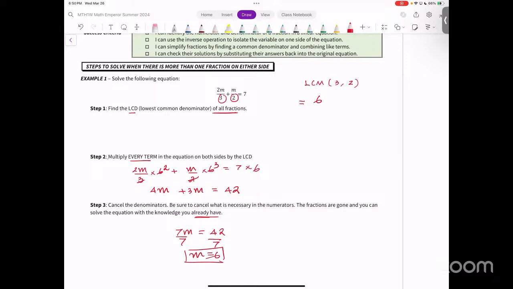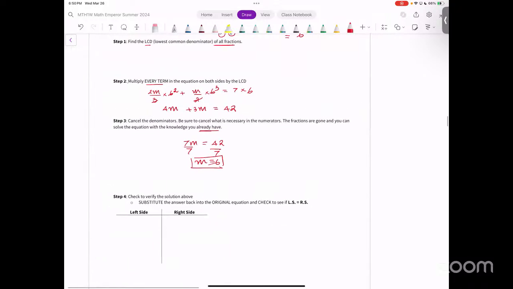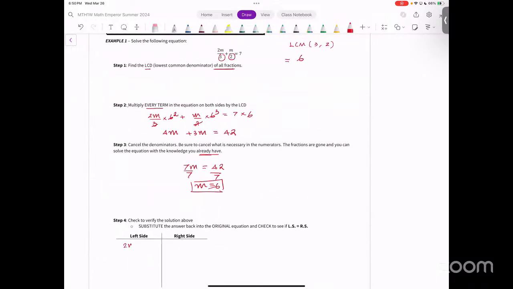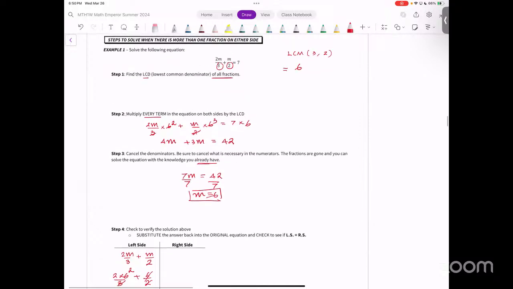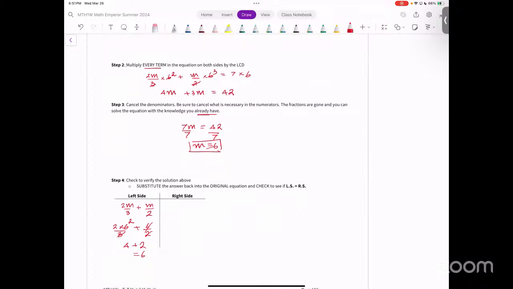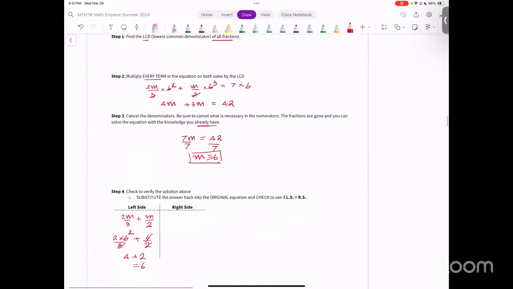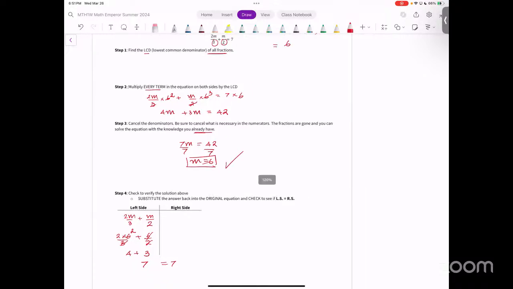Yes. It's about finding the least common multiple. Substitute the answer and then verify both sides are equal. Left side is 2m over 3 plus m over 2. I got m is 6. So 2 times 6 over 3 plus 6 over 2. This is simplified to 4. Oh, no. Something went wrong. 2m over 3 plus m over 2, if m is 6, 4. Oh, 4 plus 3. What am I doing? 6 divided by 2 is 3. 7 is equal to 7. So that solution is correct, isn't it? Are you following that?